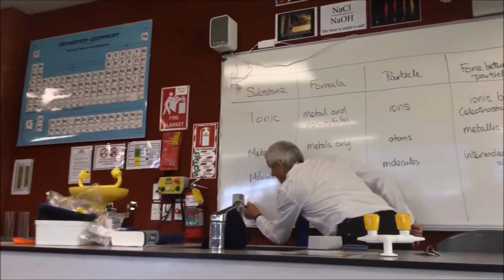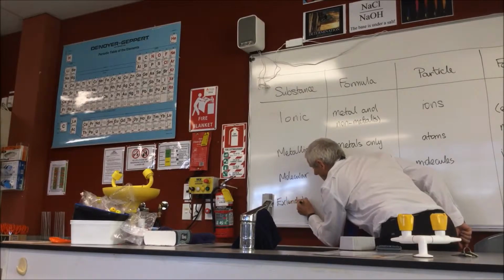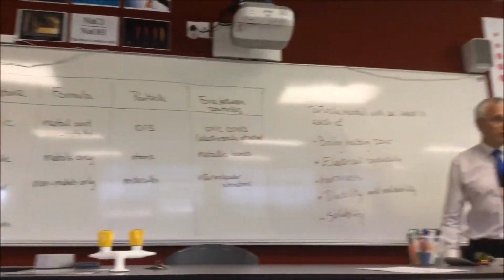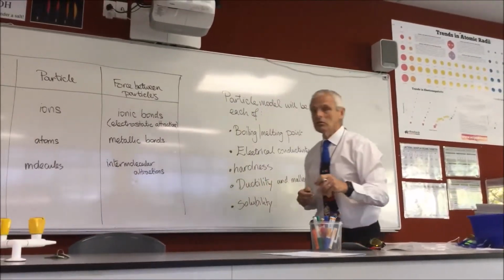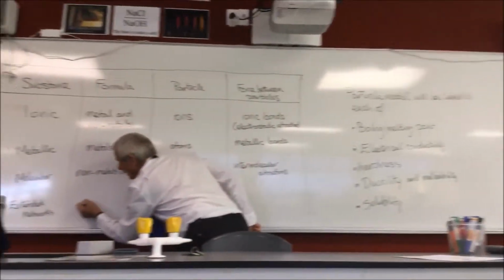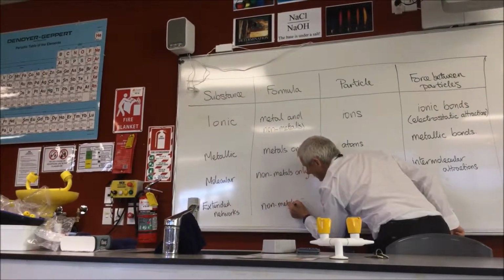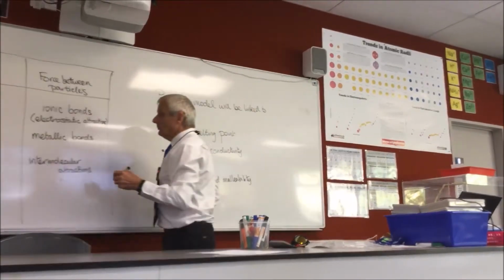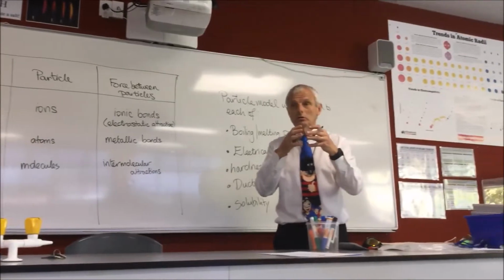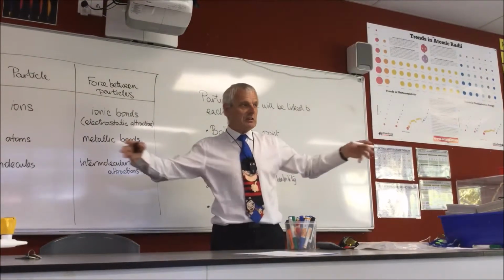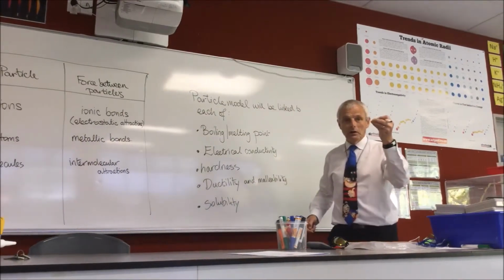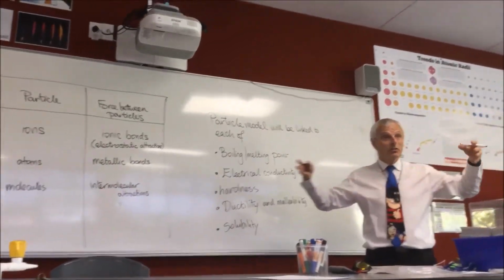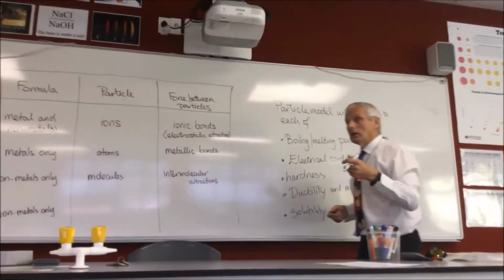The final ones are extended networks. And to some degree, they have quite a lot in common with molecular substances, in that what you've got is non-metals only. And those non-metal atoms are covalently bonded to each other. Okay? But now we're not talking about a small set of atoms, we're talking about extended networks of them. So in effect, when you pick up say a crystal of one of these things, that is one particle in its own right, because it's just made up entirely of a huge 2 or 3 dimensional network of covalent bonds.